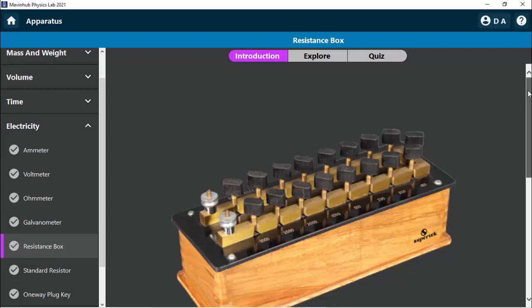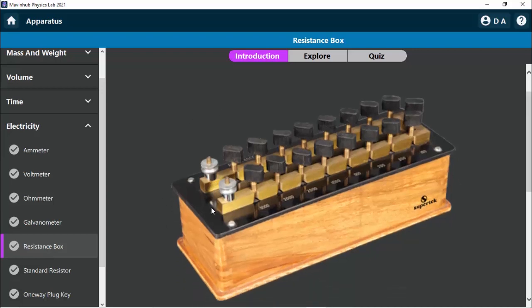So this is a picture of a resistance box. A resistance box has two terminals. Any of the terminals could be positive or negative, so there is no special negative or special positive terminal. And here you have your knobs, and each knob has a resistance value. So how do you set a resistance? You set a resistance by removing a knob.